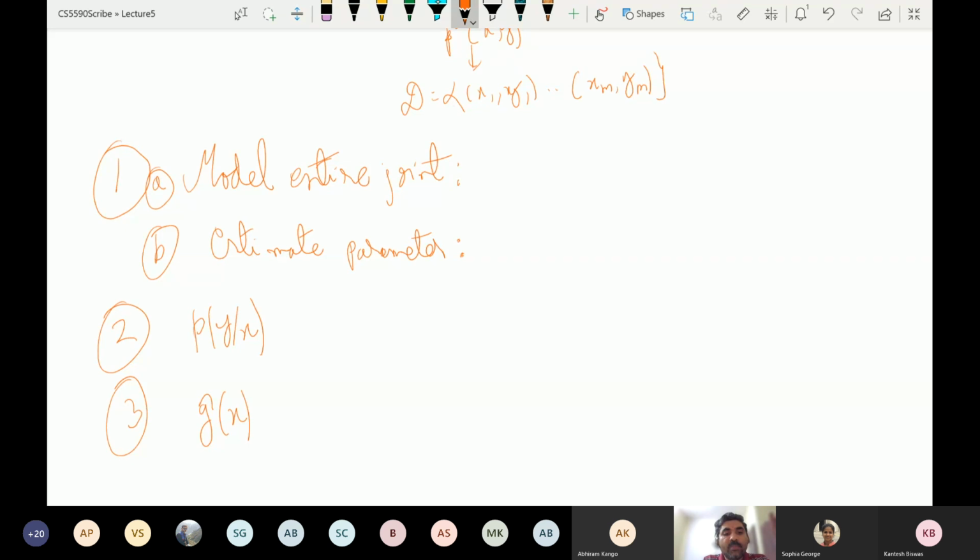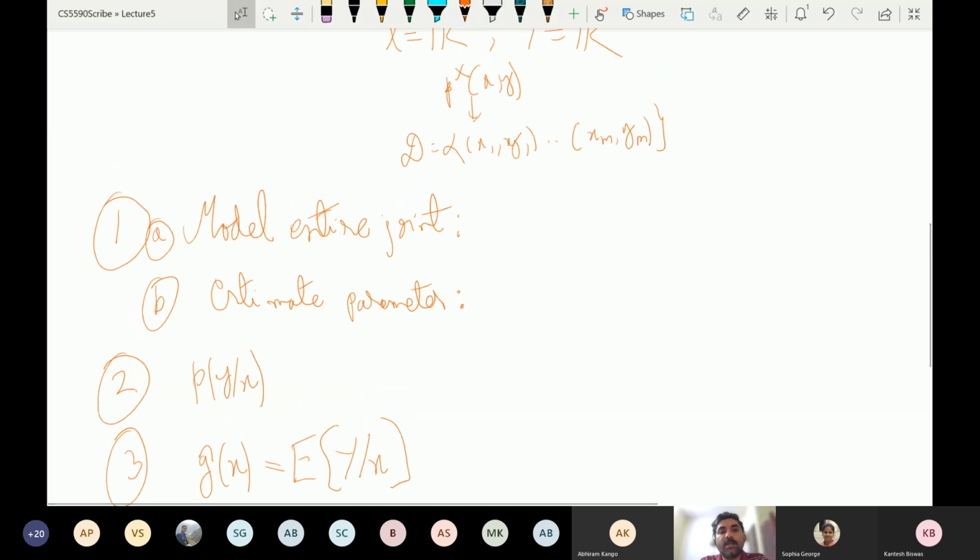In case of regression, what is it in terms of the posterior? Anybody recalls? It's the mean. Very good. So it's simply the mean of y given x. You simply have to compute the mean of the posterior. These are broadly the three main steps, so let's go through each step in detail.